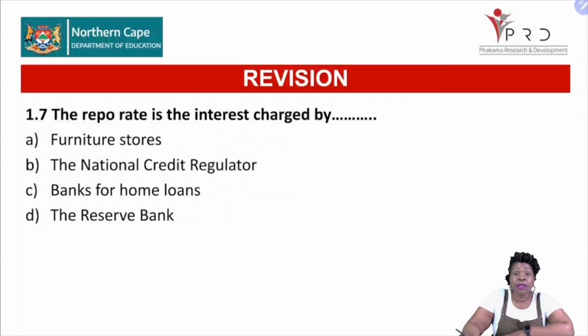Right, 1.7 says the repo rate is the interest charged by A, furniture stores, B, the National Credit Regulator, C, banks for home loans, and D, the Reserve Bank. Right, answer 1.7.